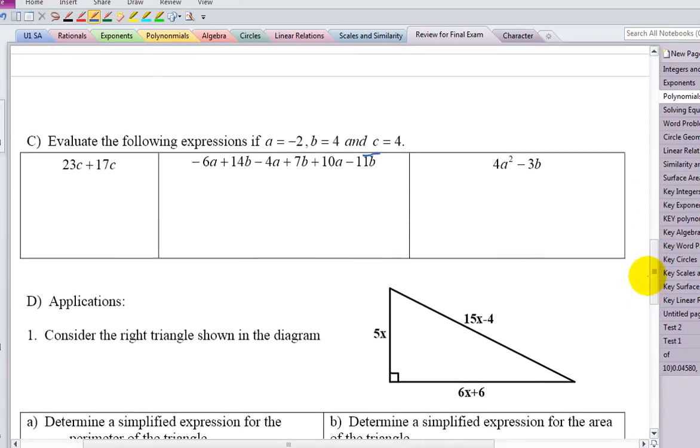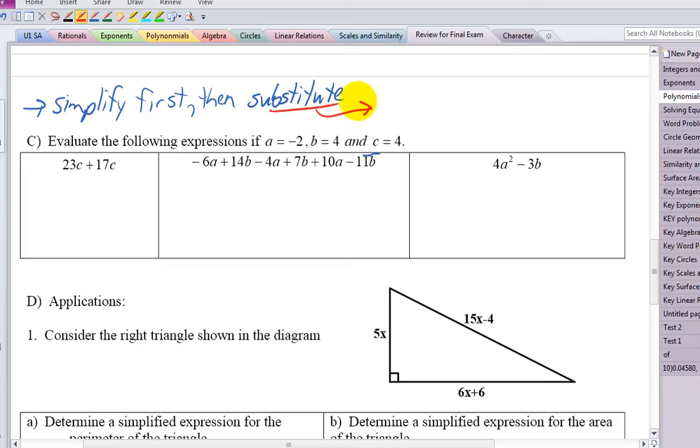All right, here. What you want to do, see if you can simplify first. Then substitute. Now, we talked about substituting yesterday. What should you be careful of when you substitute, or what should you use? Yeah, use brackets. Okay, go ahead, try these 3 questions.